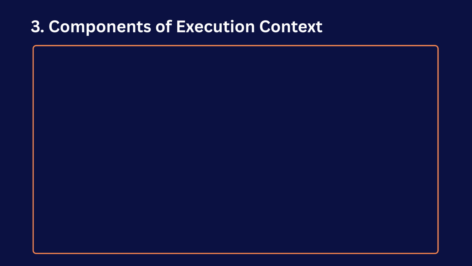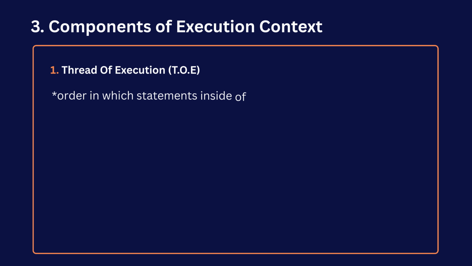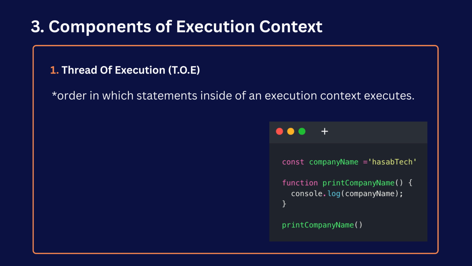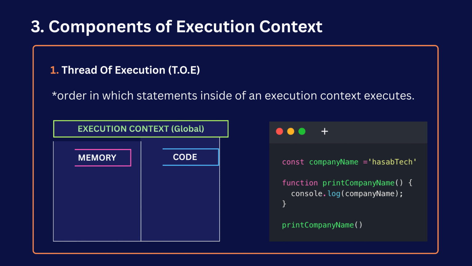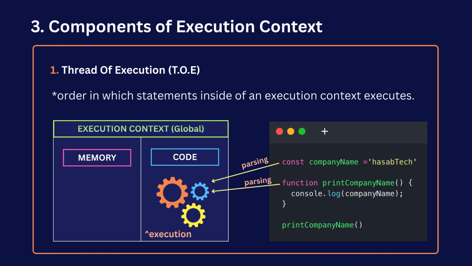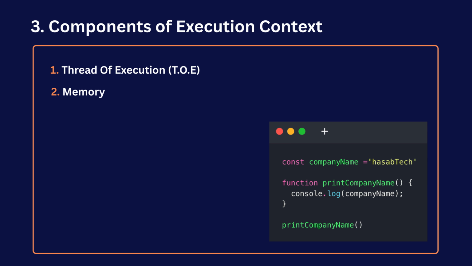Then we need to know about the components of execution context. Each execution context has two things inside of it. Number 1, the thread of execution. It is the order in which the JavaScript engine executes statements and expressions within an execution context. You may consider it as you're reading a book left to right, word by word, and line by line. This process of taking a line of code, parsing it, and then executing it is what we call the thread of execution.